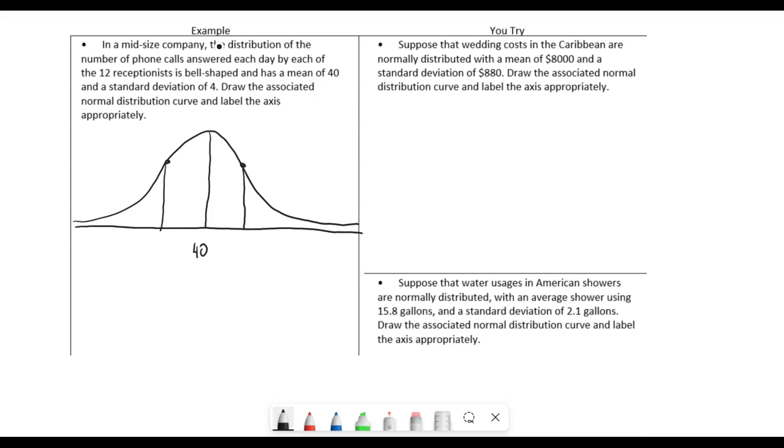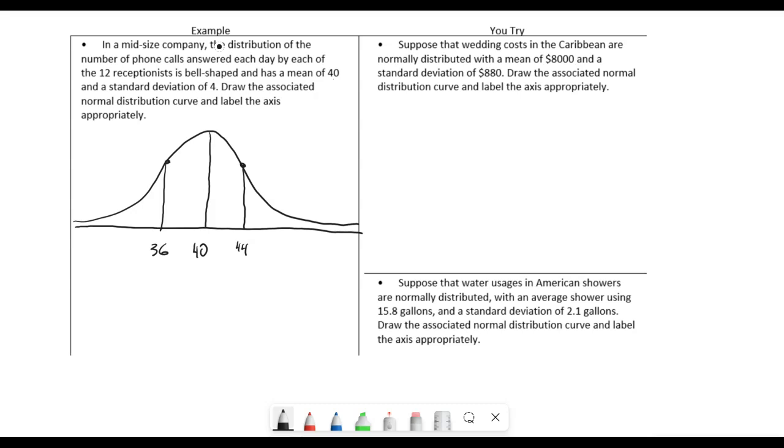And they should be equally spaced, and that's why it's important to label the axis. Because if your bell curve isn't perfect and you label it, it should still represent an accurate depiction of the situation. So 40 is the mean. The standard deviation is 4. So if I go 4 to the right of 40, I get to 44. And 4 to the left of 40, 40 minus 4 is 36.